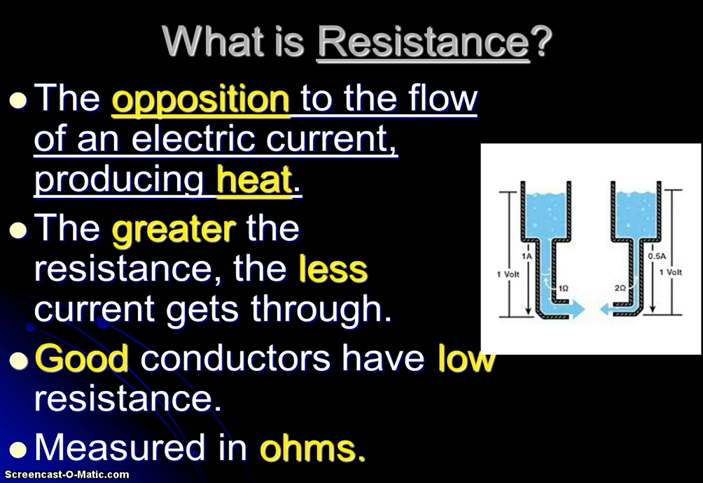It's an oppositional action. So, electrical resistance is the opposition to the flow of an electrical current, and this opposition obviously is going to produce some heat. When you oppose the current's flow, we're going to produce some heat. When you have a greater resistance, then you get less current flowing through it. Good conductors are going to have a low resistance because you want a greater flow, you want greater current.